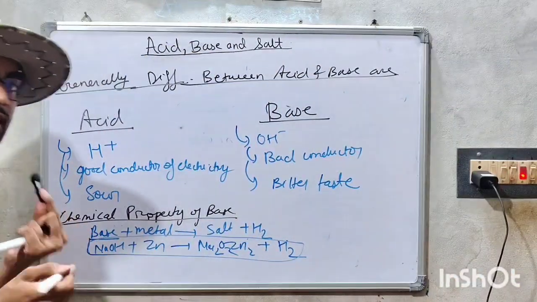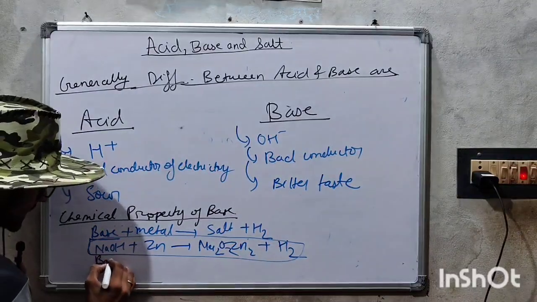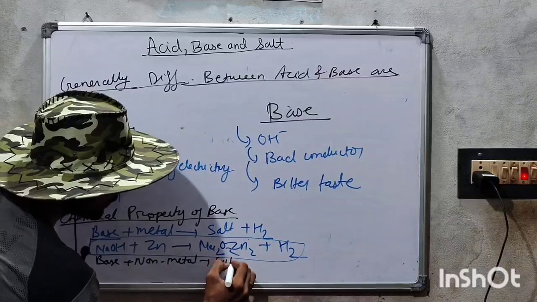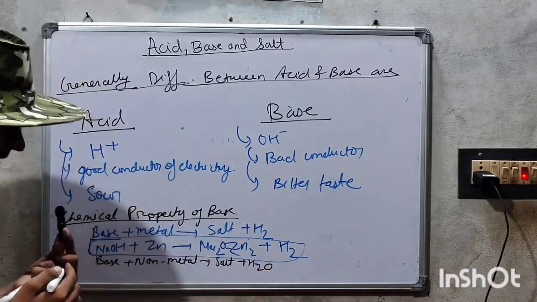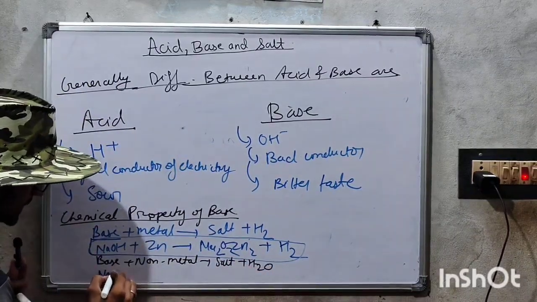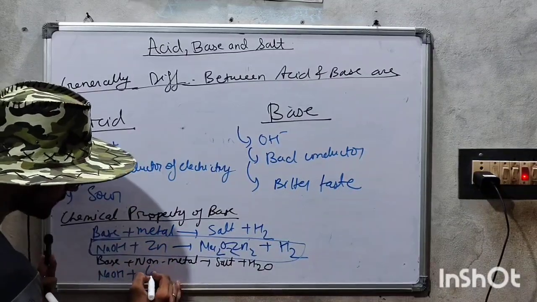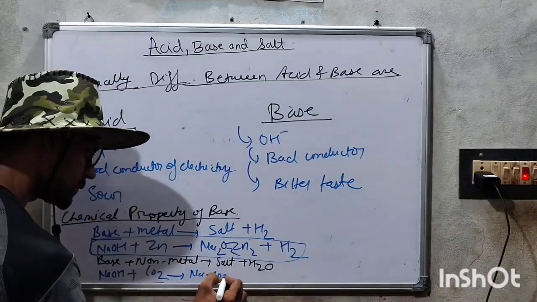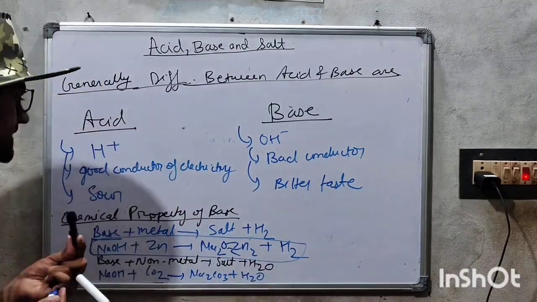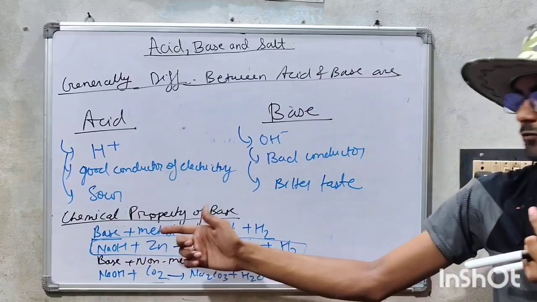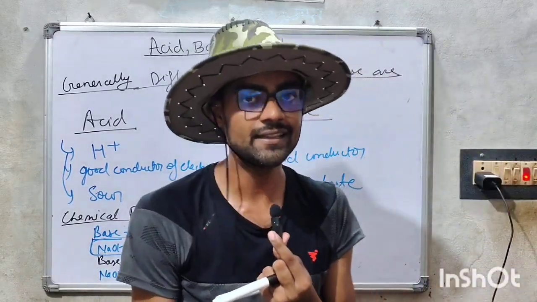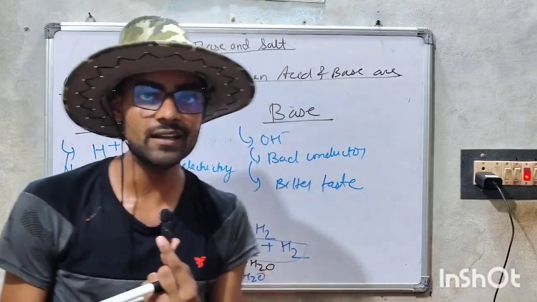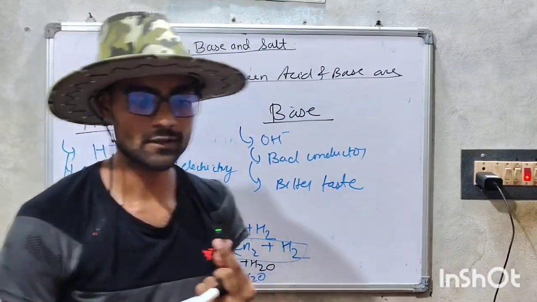And one more chemical reaction of a base: base reacts with a non-metal, and it will give salt plus water. The base is NaOH plus a non-metal, we are taking CO2, carbon dioxide. So it will give Na2CO3 plus water. So these are the two chemical properties of a base. First, base reacts with metal, then it will give salt plus hydrogen. And second, base reacts with non-metal, then it will give salt plus water.